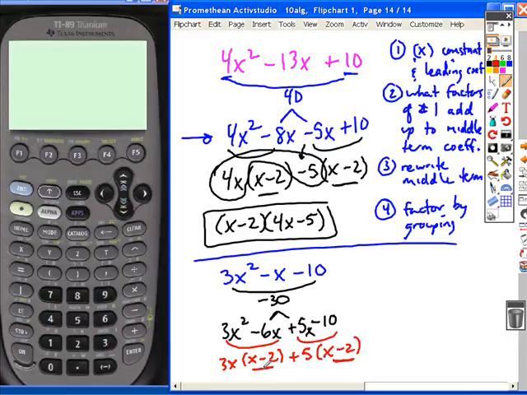If you've done it right, this should be a common factor. So if we take out that common factor of x minus 2 from both of these, what terms are going to be left? 3x plus 5.